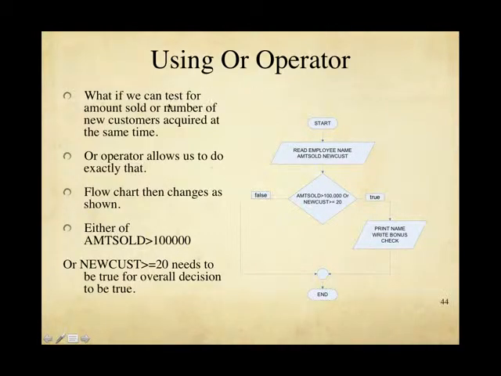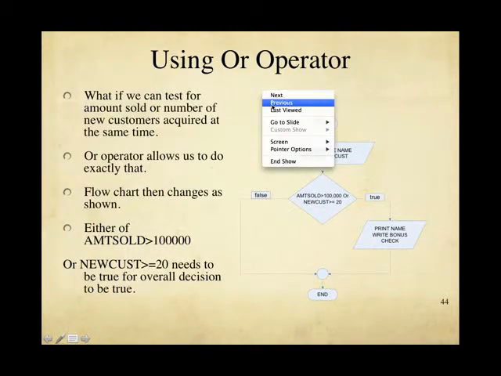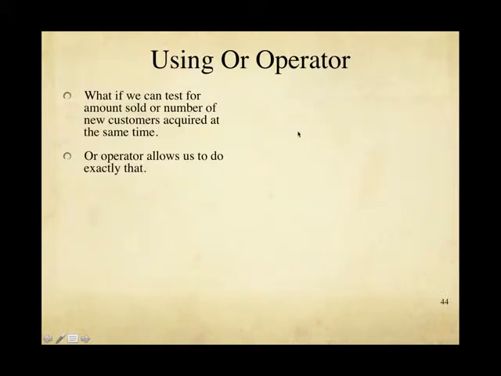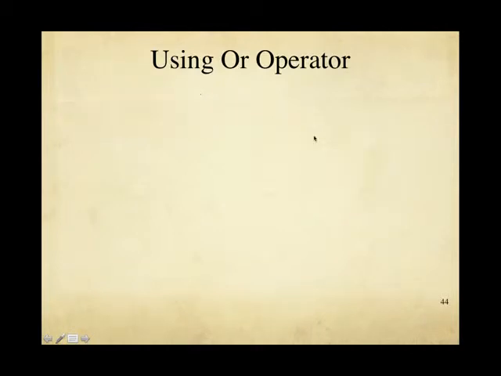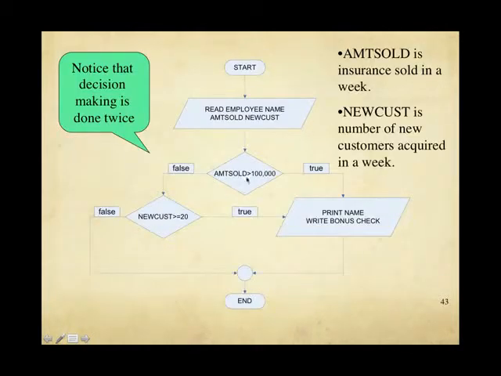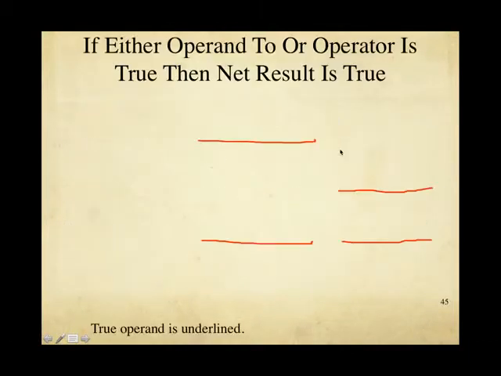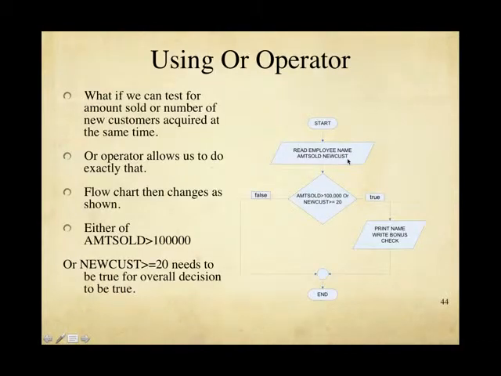What if we can test for amount sold or number of new customers acquired at the same time, rather than doing this nesting that we did? Rather than the nesting we did. The OR operator does allow us to do exactly that.